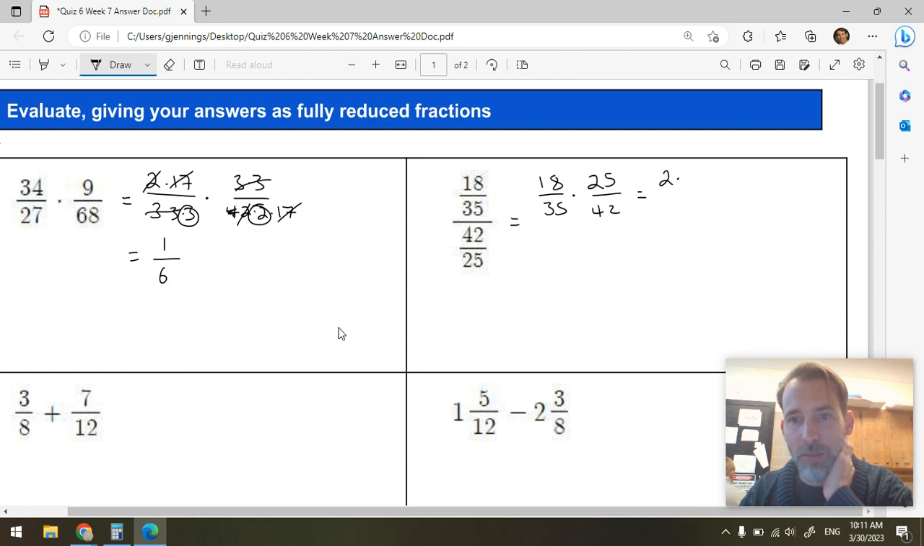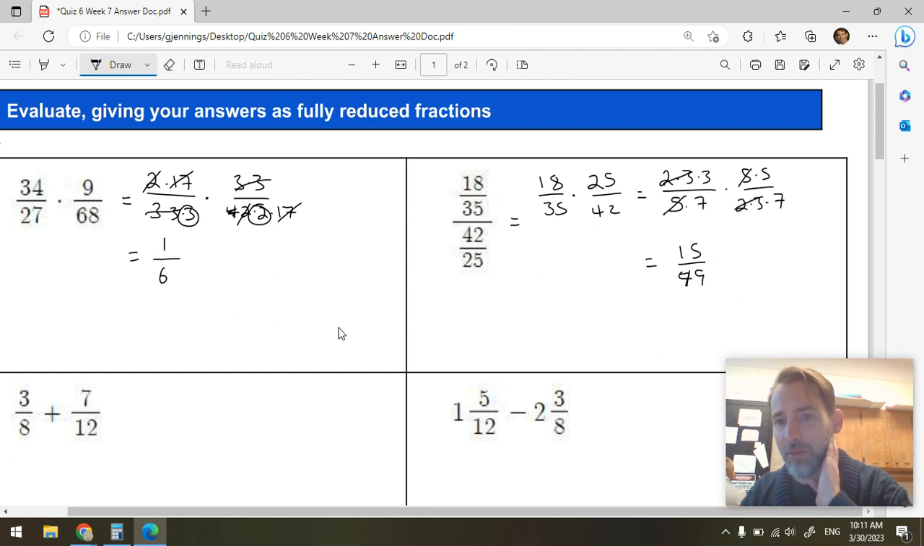18 is 2 times 3 times 3. 35 is 5 times 7. 25 is 5 times 5. And 42 is 2 times 3 times 7. Okay, here's a 2 and a 3 that can cancel that 2 and a 3. Here is a 5 that can cancel that 5. And then we're left with 3 times 7 on top, which is 15. And 7 times 7 on bottom, which is 49. There we go. Perfect.